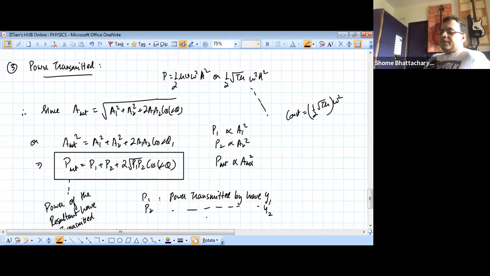So while doing numerical questions and analyzing the relationship between the powers, this becomes an important analysis. It's nothing new. There's no new information here. It's just that you are reorganizing the equation for net amplitude into net power, because power is proportional to square of amplitude. As simple as that.